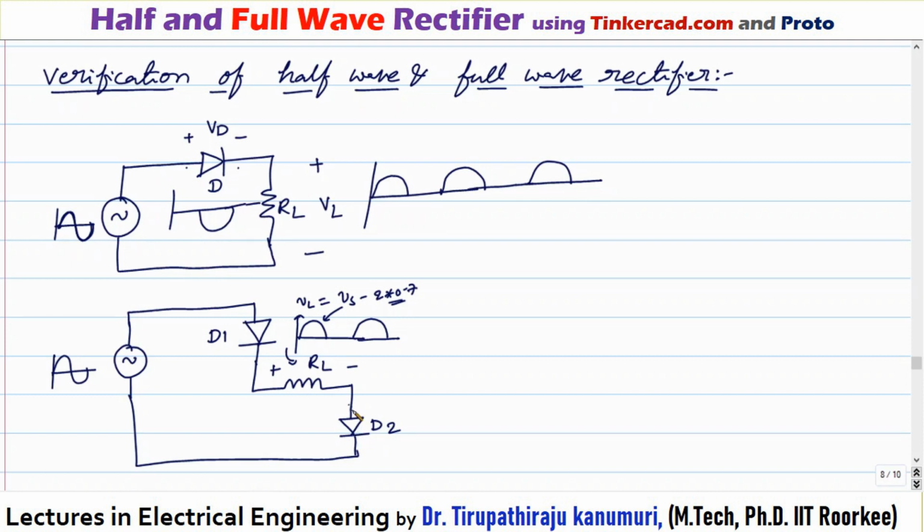During the negative half cycle, the diodes are reverse biased, so the voltage is divided among these two diodes. That means during the negative half cycle, the voltage across each diode will be your supply voltage divided by 2. That much voltage will drop across each diode during the negative half cycle.